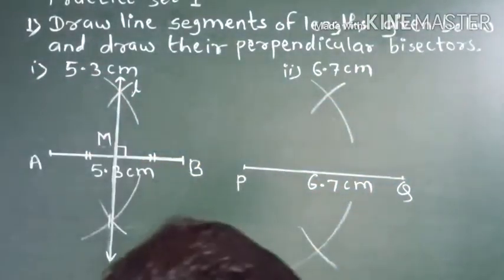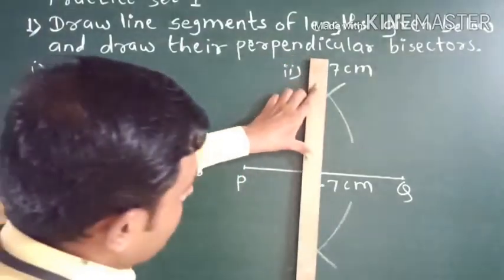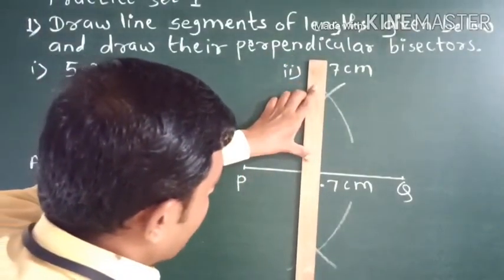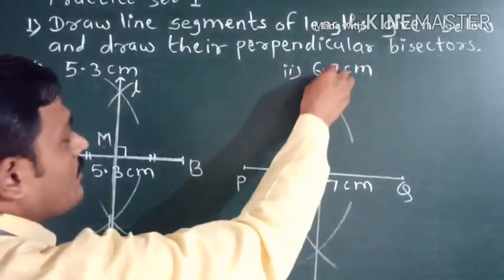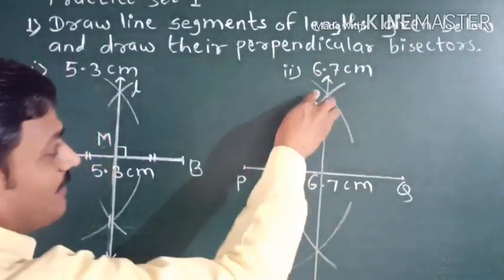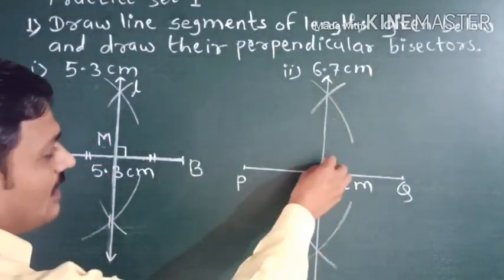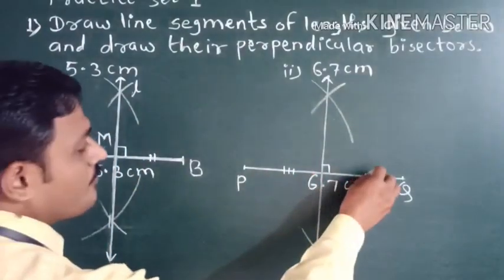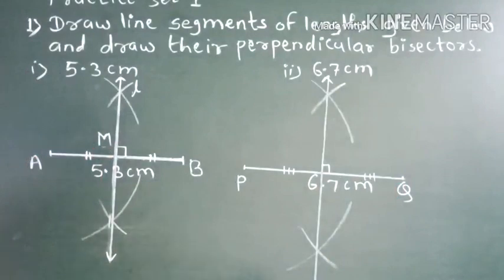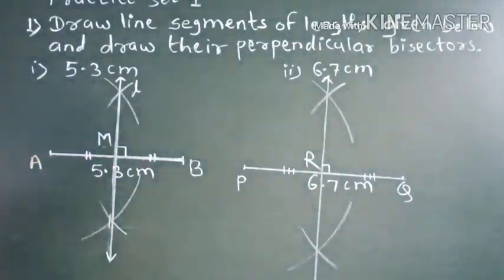Now we draw a line passing through the intersecting points of the arcs, and this line is perpendicular to the segment PQ and it passes through the midpoint of the segment. So this line is called the perpendicular bisector of the segment PQ.